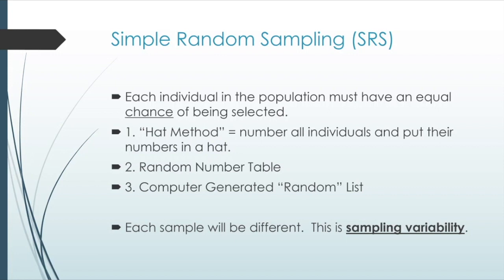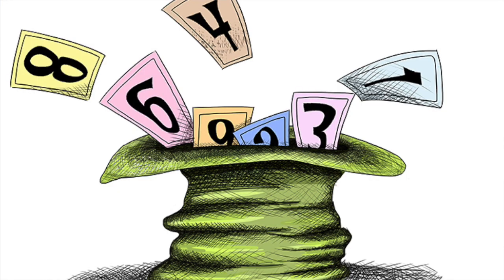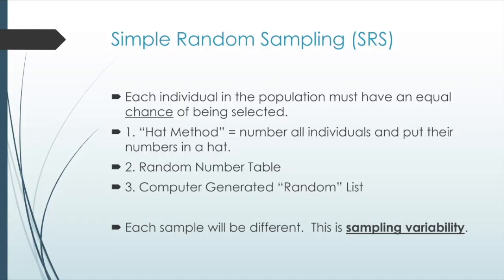There are different ways to do this. One is called the hat method. You can substitute a hat with a box or anything that either is like a hat or metaphorically is like a hat. You would, for example, number all the individuals, then put their numbers in a hat, and then select however many numbers you want from the hat. Or you could just put the names of the people. If you have a very small group of people, put their names in a hat.